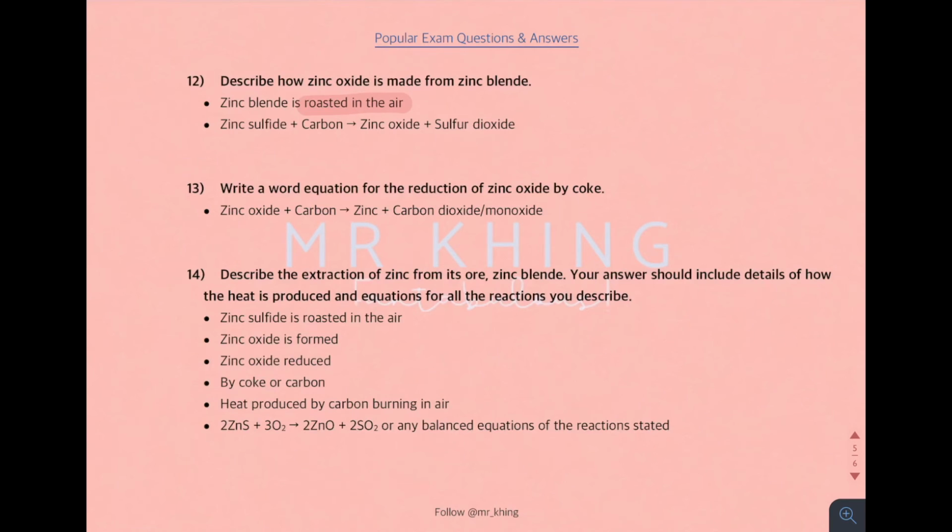Describe the extraction of zinc from its ore, zinc blende. Your answer should include the details of how the heat is produced and equations for all the reactions that you describe. Remember as I mentioned just now. First step: zinc sulfide, also called zinc blende, is roasted in the air to form zinc oxide. And then the zinc oxide produced is reduced by carbon or coke. Remember, heat is produced by carbon burning in the air. So followed by this chemical equation.